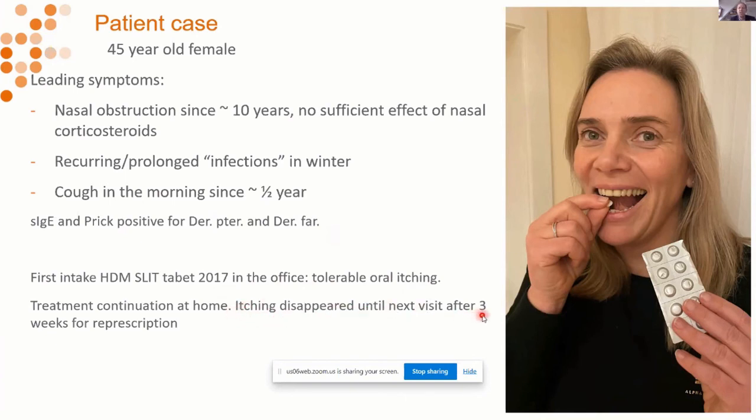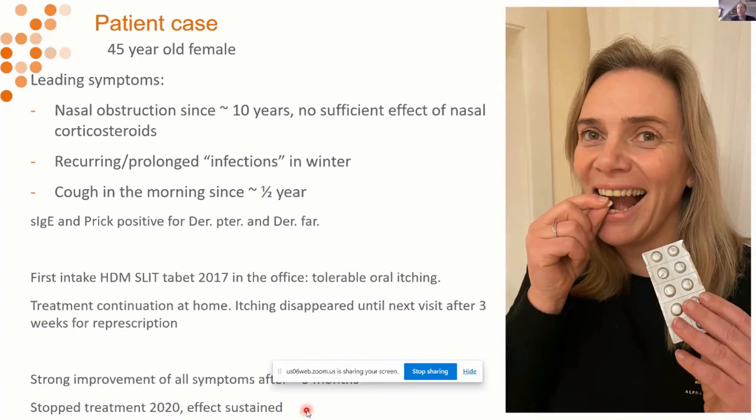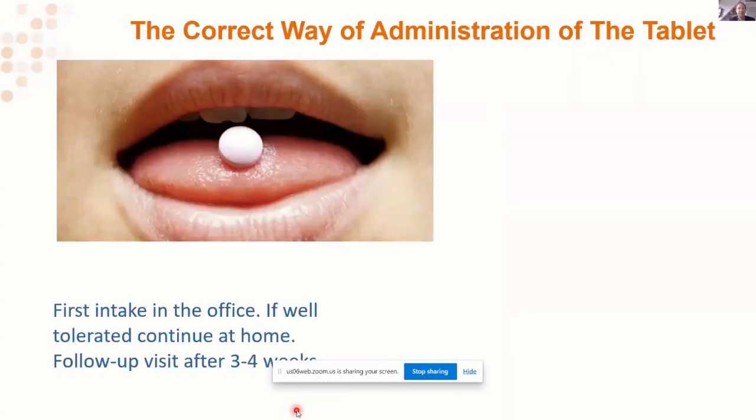I typically do the next visit after 3 weeks for the re-prescription. And then I also can speak with the patient about how the side effects developed. And the itching had completely disappeared. And she had a strong improvement of all symptoms after approximately 3 months. She stopped the treatment in 2020, and until now, she is nearly completely symptom-free. So this is the quite normal course that you will see in your offices.